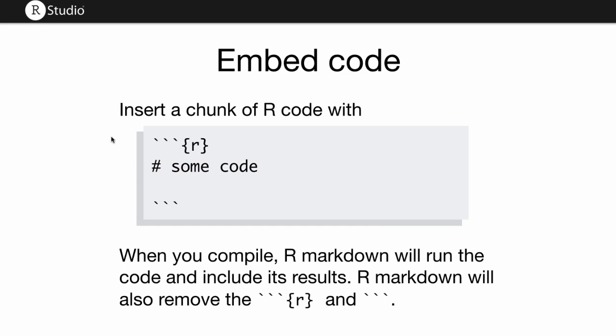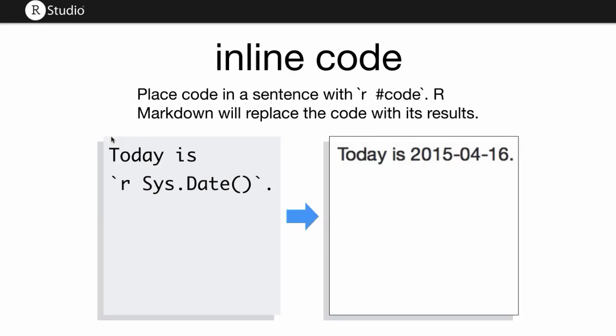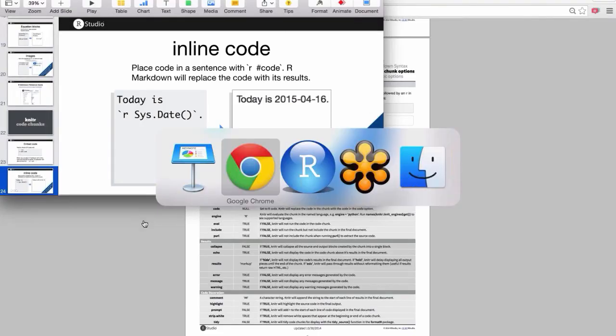You can also add code to a line of text using the inline syntax. In that case, use 2 backticks on either side of the code and the letter R after the first backtick. Let's demonstrate these in the document we've been developing.